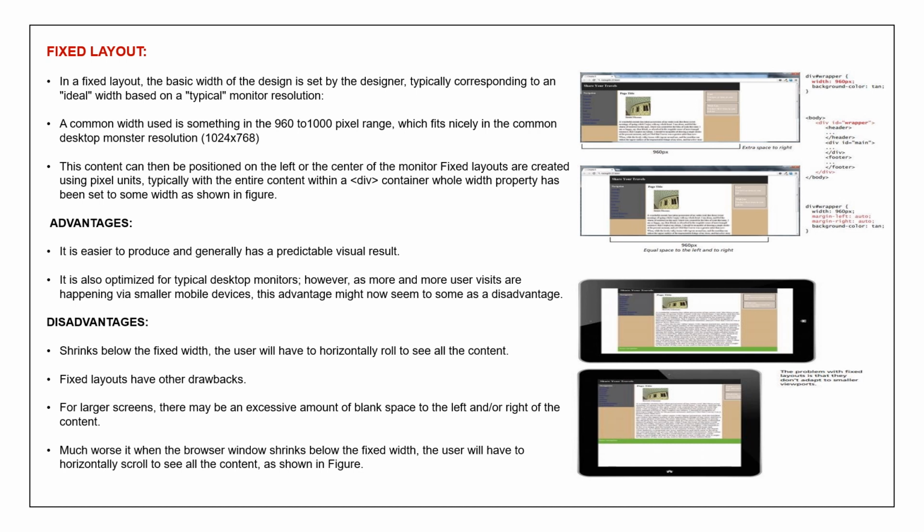Fixed layouts have other drawbacks. For larger screens, there may be an excessive amount of blank space to the left or right of the content. Much worse is when the browser window shrinks below the fixed width. The user will have to scroll horizontally to see all the content, as shown in the figure. Here, the device is placed horizontally to look at the contents being displayed.